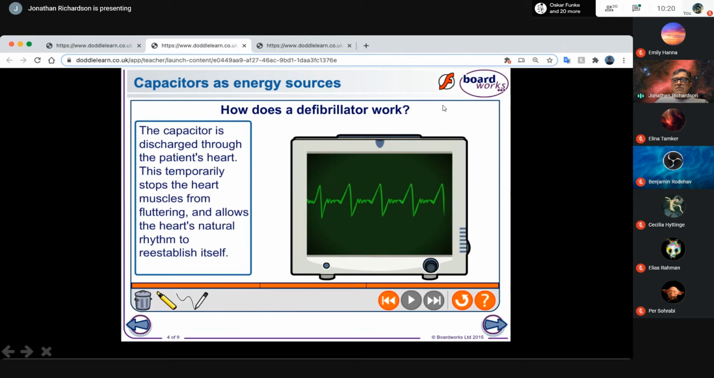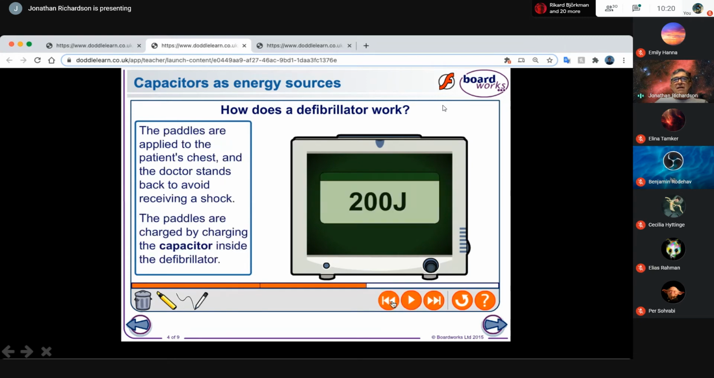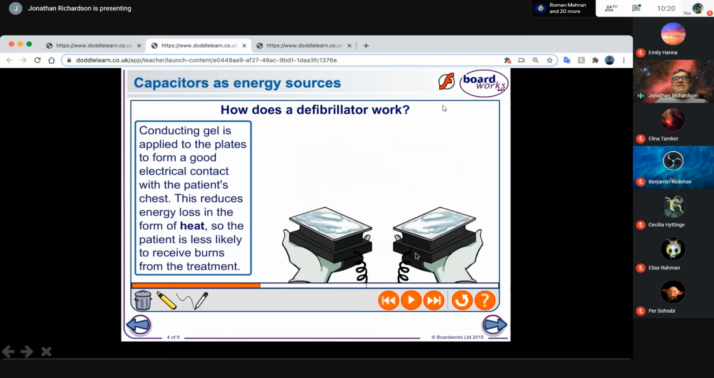What are the risks of holding the plates of a defibrillator whilst administering a shock? If you touch the plates, you would get the shock. But as you can see, I'll just go back again to here. The metal plate is the part on here which delivers the charge. All of this just here will be insulating material, which keeps you as the administrator well away from that charge.